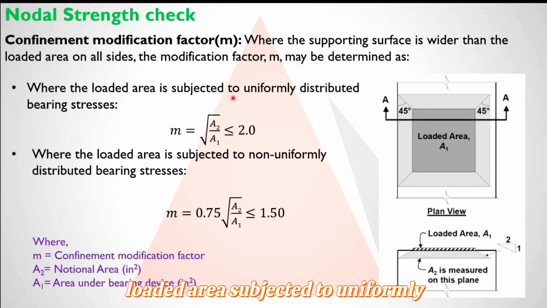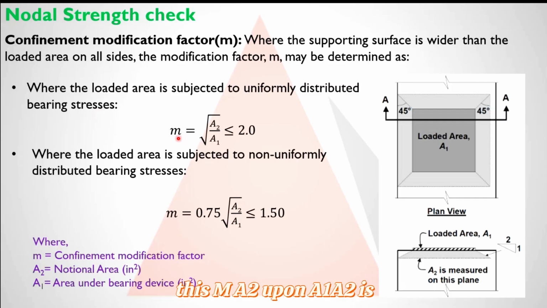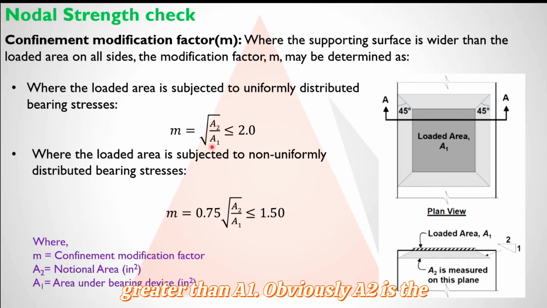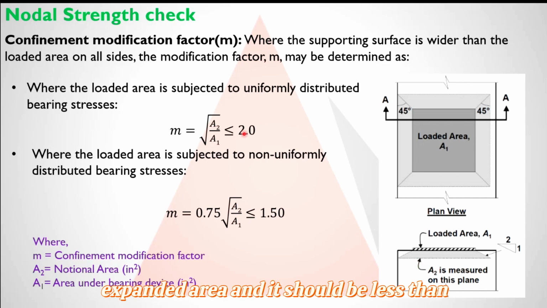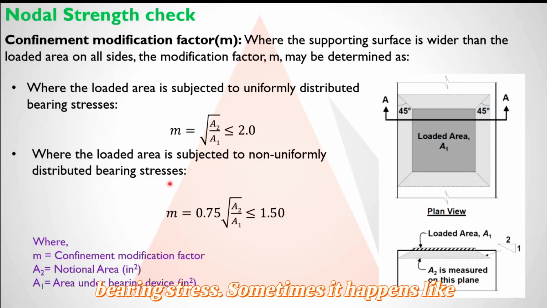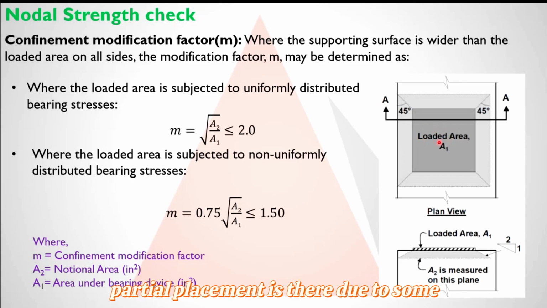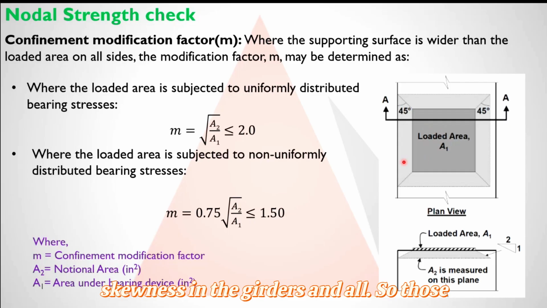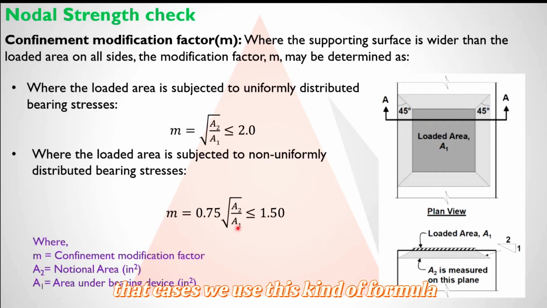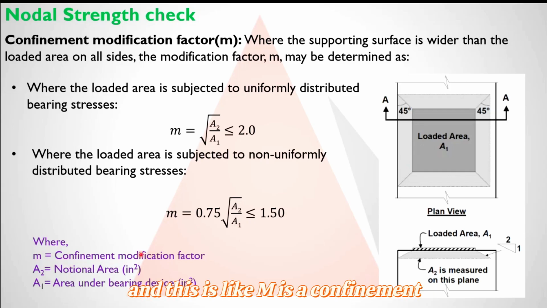Where the loaded area is subjected to uniformly distributed bearing stress, we will use m = square root of A2 upon A1. A2 is greater than A1, obviously. A2 is the expanded area, and m should be less than 2. Second is when the loaded area is subjected to non-uniformly distributed bearing stress. Sometimes bearings are tilted, or not completely placed on the zone where they should be. Partial placement happens due to some skewness in the girders and so on. Those rare cases also exist, so in those cases we use this kind of formula. Here m is the confinement modification factor, A2 we call the notional area, and A1 is the simple area under the bearing device. This is one factor that we also use.